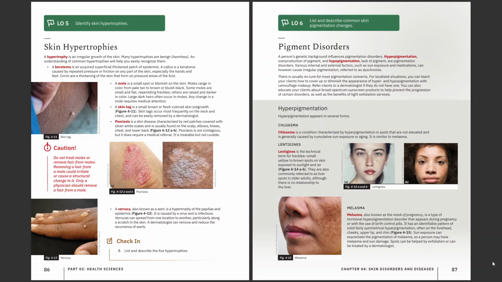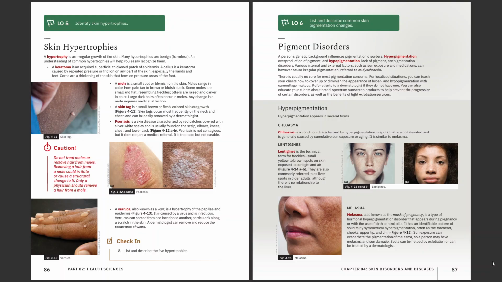A mole is a small spot or blemish on the skin. Moles range in color from pale tan to brown or bluish black. Some moles are small and flat, resembling freckles. Others are raised and darker in color. Large, dark hairs often occur in moles. Any change in a mole requires medical attention.